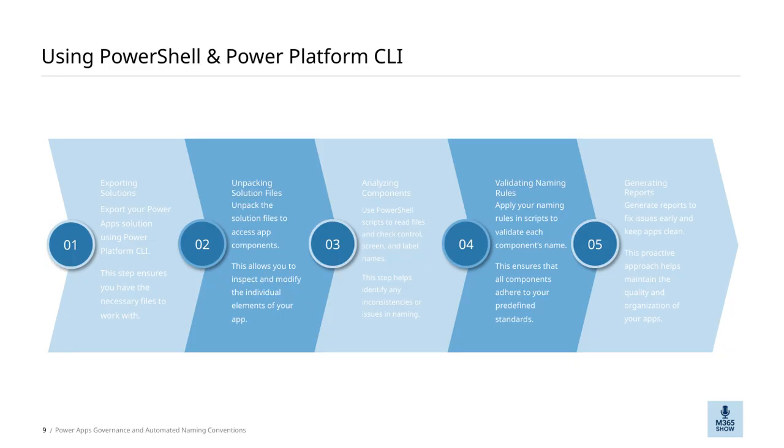Running validation scripts ensures that every element adheres to your organization's standards, maintaining consistency across your apps. Finally, it's important to generate reports based on this analysis. These reports help you catch and fix issues early, keeping your apps clean, organized, and compliant with governance policies. This proactive approach ultimately saves time and ensures quality as your Power Apps environment grows.